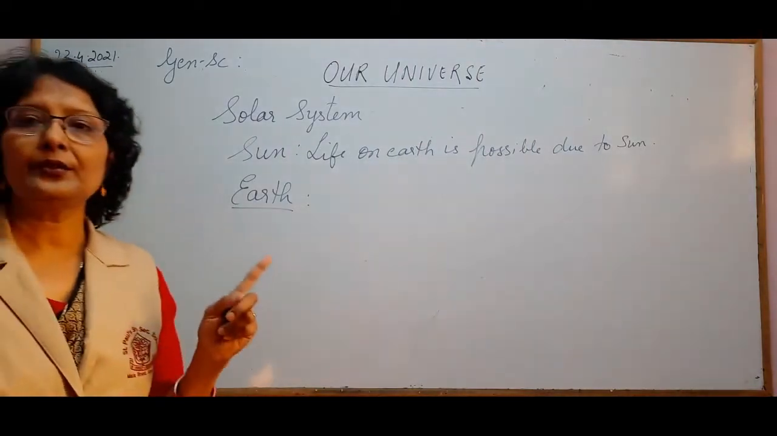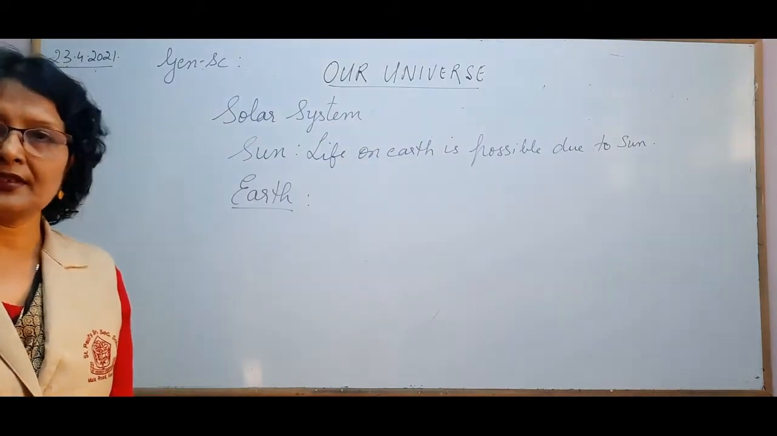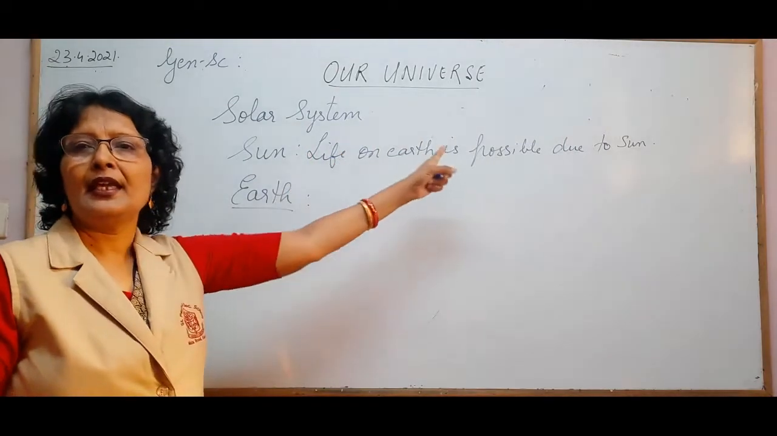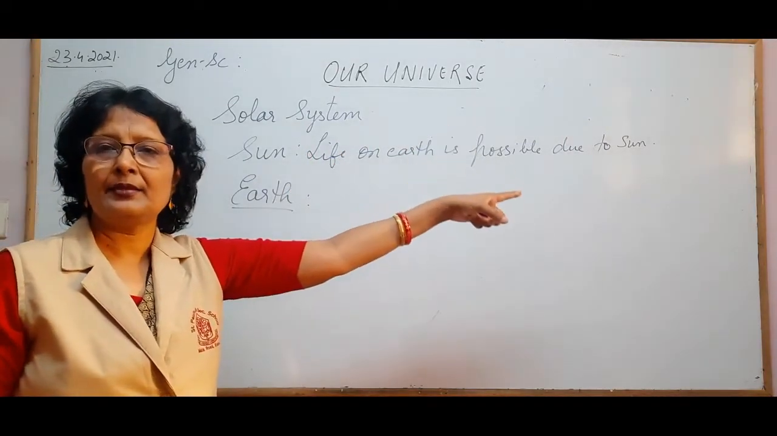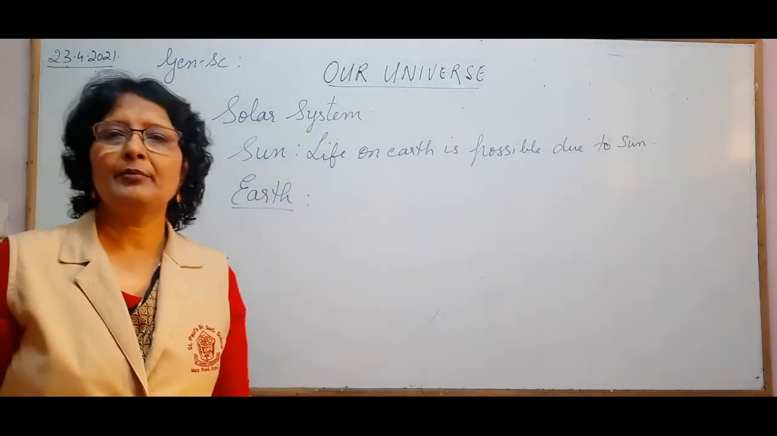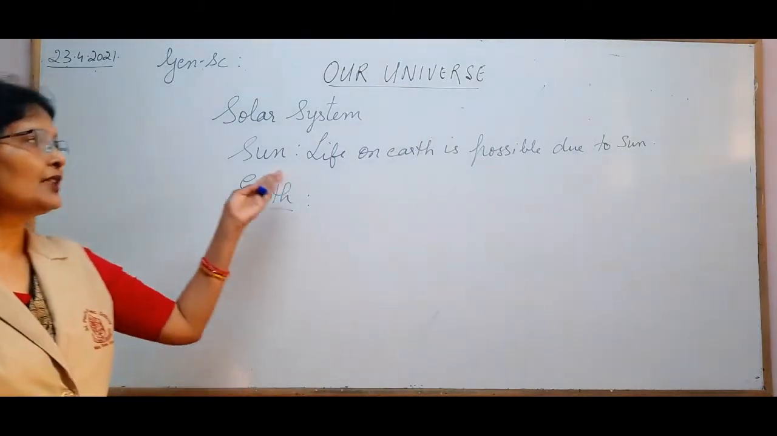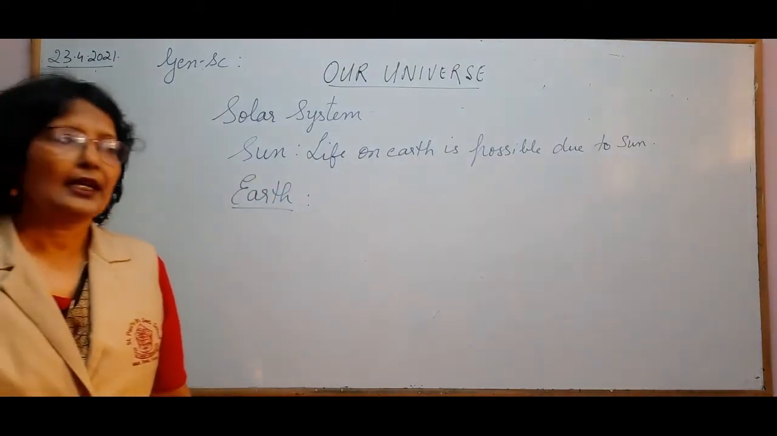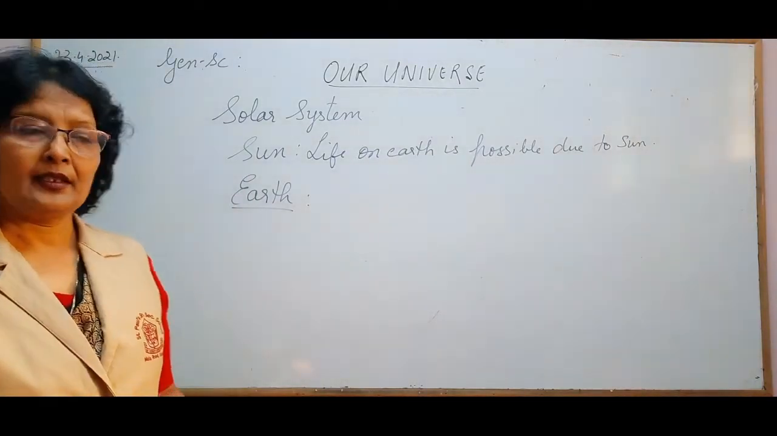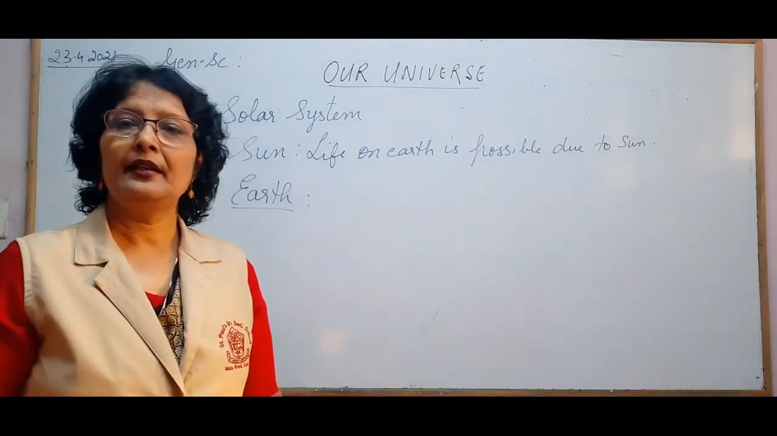Understood? Moon, I told you, it shines at night. Then afterwards we did solar system. The solar system is the sun, its 8 planets and their moons. And the sun is a big ball of many hot gases. Life is possible on earth because of the sun. The shape of the earth is spherical.